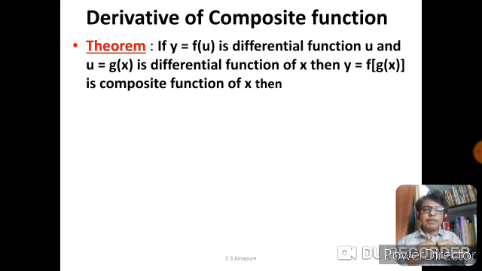Now both are simple functions. Then we are getting the formula, because we know that derivative of y with respect to u is dy by du, derivative of u with respect to x is du by dx, and y is function of x, so its derivative will be dy by dx. So we have the relation between these three derivatives, that dy by dx is equal to dy by du into du by dx. So we will go for the proof.